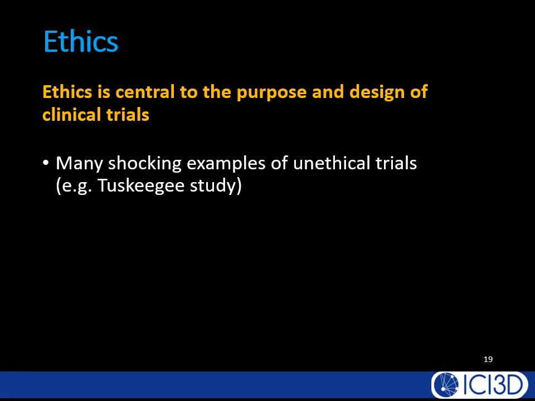We have already mentioned ethics a couple of times, but coming back to this topic, ethics is central to the purpose and design of clinical trials. This may seem obvious, but ethics in medical research is newer than you probably think. If you take a look, you will find many shocking examples of unethical trials. An infamous study is the Tuskegee study. The purpose of this study was to observe the natural progression of untreated syphilis in rural African American men, under the guise of providing free health care.